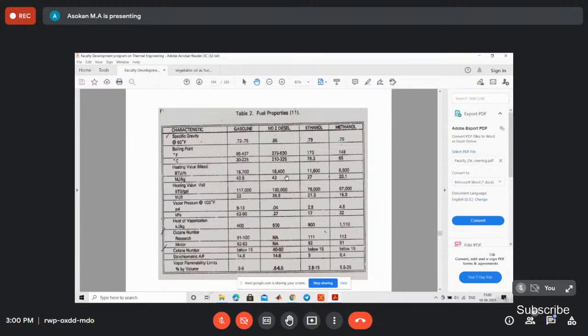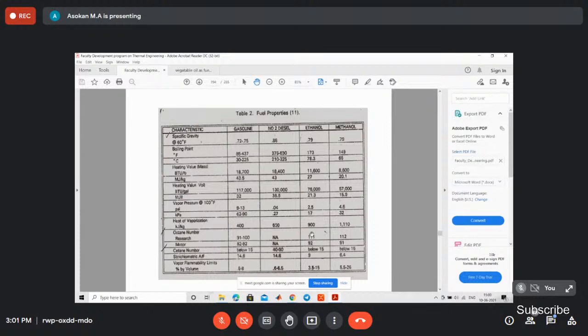And what is the most advantage of using ethanol or methanol as a fuel? See, the octane number is 111 for ethanol, 112 for methanol. What is the octane for gasoline? It is 91 to 100. So if we are using methanol as an alternate fuel, then the ignition quality is improved, right? The octane number is the ignition quality of the fuel, right? So we can improve the ignition quality by adding a certain percentage of ethanol and methanol.